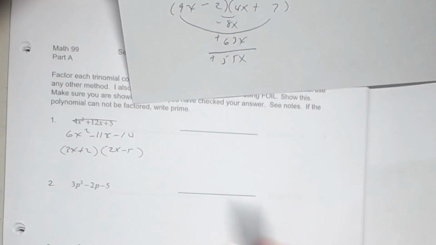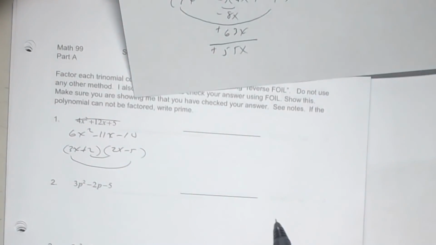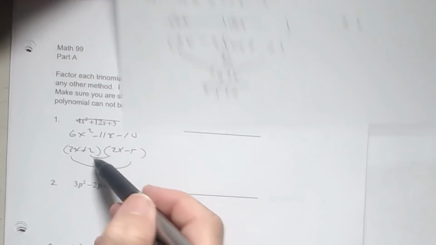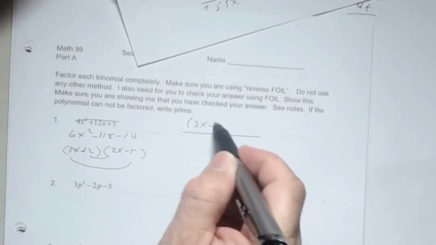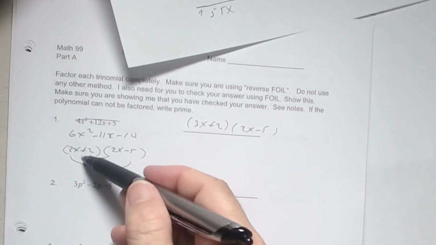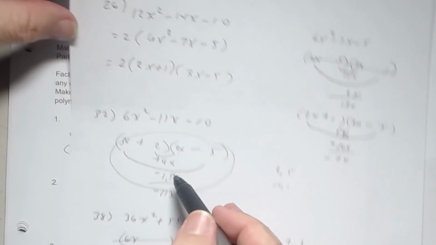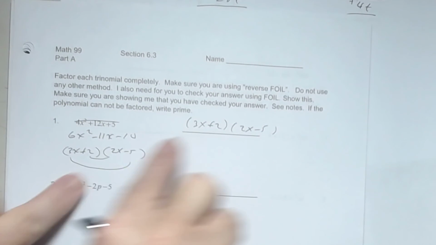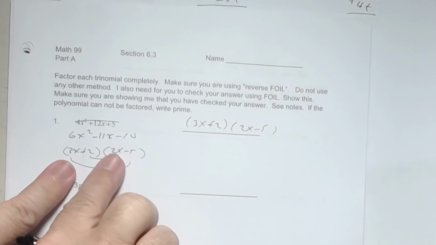And all I want you to do is the outer and the inner. That's all, just like we did this. See this right here? I want this in this space, and then the answer is going to go here, 3x plus 2 times 2x minus 5. You understand what I want in this space? Whatever your answer is, put that here, and then check your outer and the inner. Make sure it works. You understand?